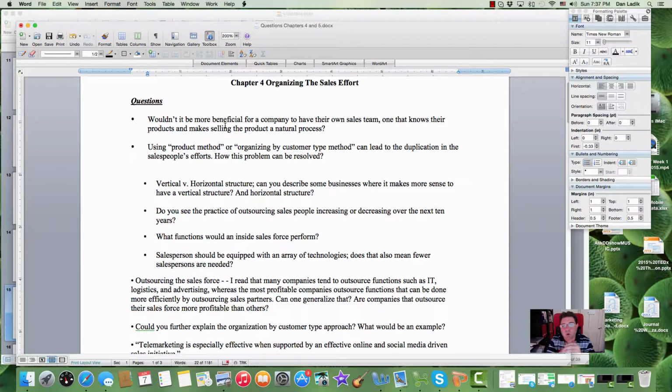This is with regards to internal versus external. Wouldn't it be more beneficial for a company to have its own sales team, one that knows their products and makes selling the product a natural process? In most cases, in the majority of cases, it is beneficial for a company to have their own sales team, to have an internal sales staff. The problem with an internal sales staff is it's very expensive.